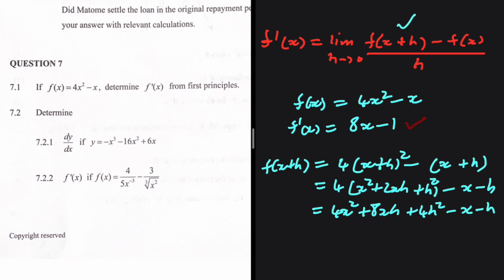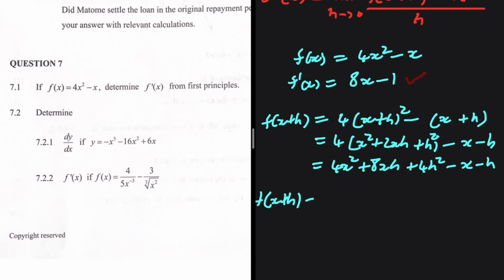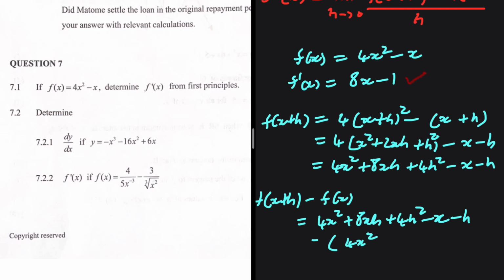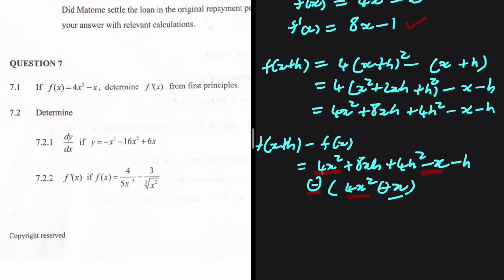We have f of x plus h. Let's go ahead and subtract f of x. So f of x plus h minus f of x will be equal to 4x squared plus 8xh plus 4h squared minus x minus h, everything minus (4x squared minus x). So we have 4x squared minus 4x squared, that is 0. And then we have minus x plus x, that is also 0. So f of x plus h minus f of x will give us 8xh plus 4h squared minus h.